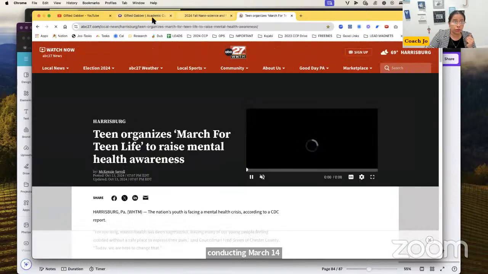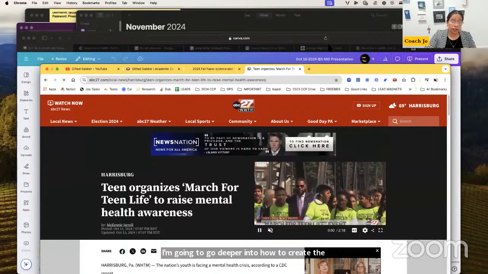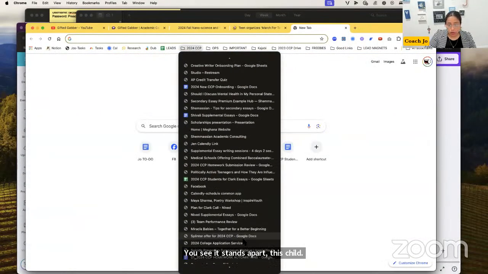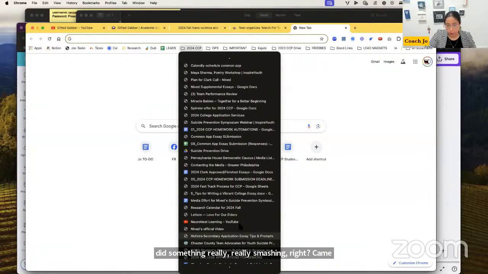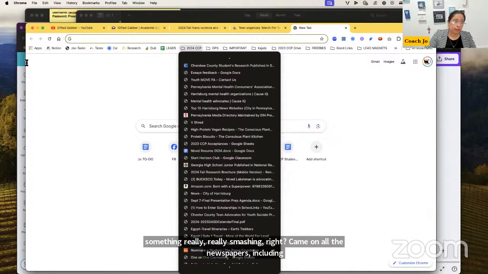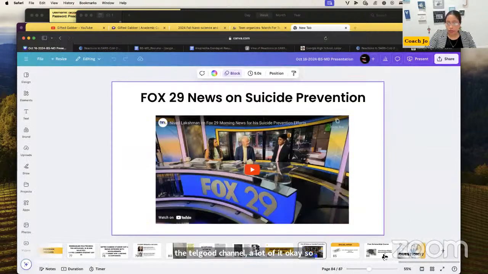I'm going to go deeper into how to create the wow factor. You see, it stands apart. This child did something really, really smashing, right? It came on all the newspapers, including the Telugu channel, a lot of it. Okay, so yeah, that's how we build profiles.